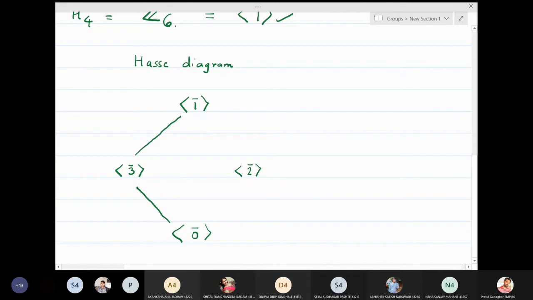I will not put such arrows, okay? What is the meaning of this line? If I draw H and I draw K, what is the meaning of a line between H and K? The meaning of a line between H and K is that K is sitting inside H. This is the meaning of this line.